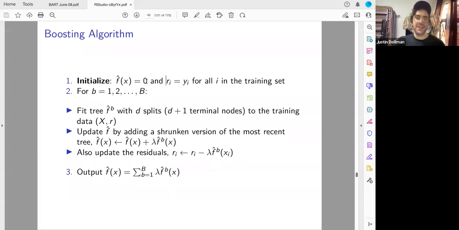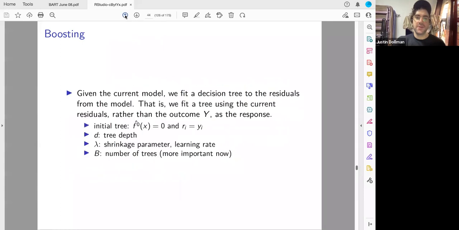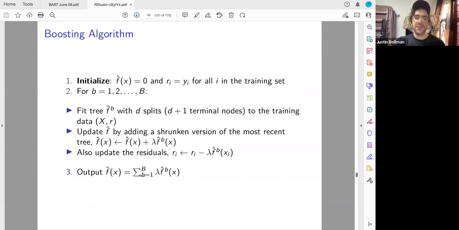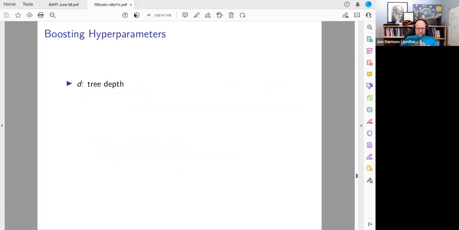And actually, something I just noticed, perhaps for the first time, is that the initial tree is denoted as F sub zero, and down here the iteration starts at B equals one. All right, so that's the general idea of boosting. Again, it's sequential because we're doing this updating, and compensatory because we're fitting to partial residuals.